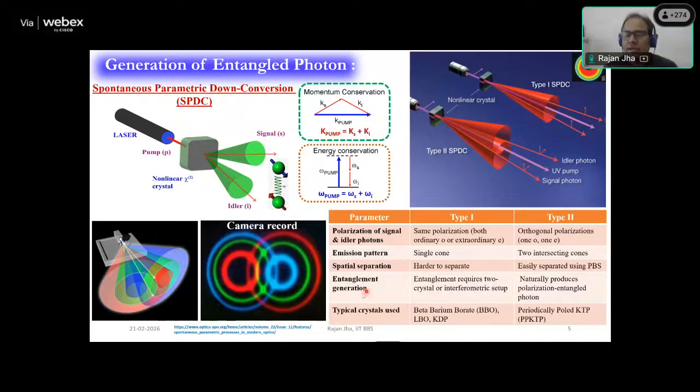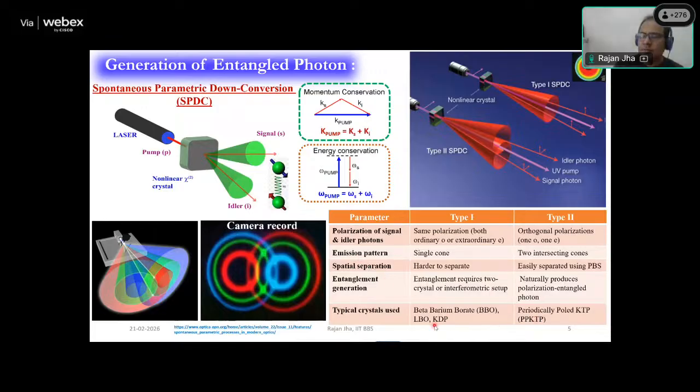Now, as far as entanglement generation is concerned, entanglement here requires two crystals and an interferometric setup. I will be discussing this interferometric setup, but here it requires two crystals. Here it naturally produces polarization entangled photons, since these two cones are there, so you basically get an entangled photon. But as is obvious, because here you get only one cone, you require two crystals, and then you try to entangle the photons coming out from both the crystals.